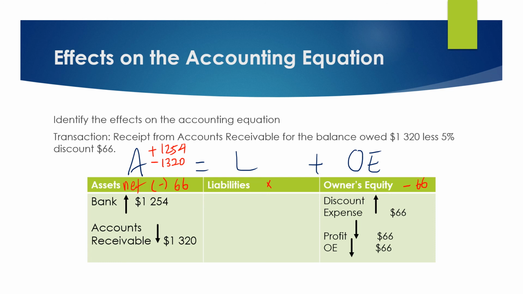So looking at this here, we can confirm that our accounting equation remains balanced because our assets show a net decrease of $66 on the left side of our equation, whereas on the right side of our equation, we have also a decrease of $66, which is in the owner's equity.